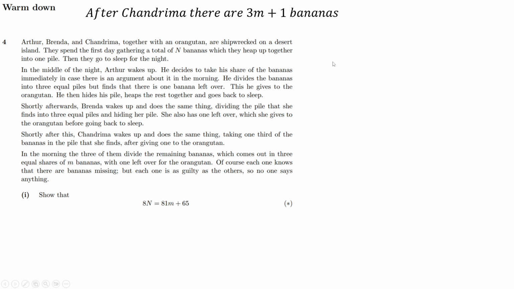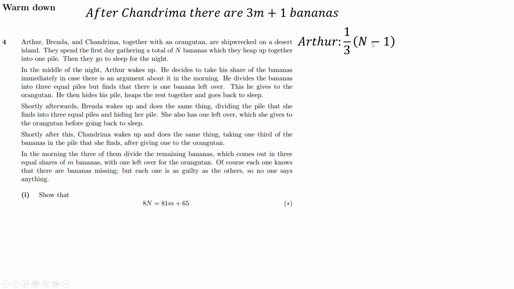Now, Arthur's going to take a third of N minus 1. The reason it's N minus 1 is because we know there's going to be 1 left over for the orangutan. If we just did 1/3 N, which we could technically do, this number would be a decimal, but you can't have a decimal number of bananas.